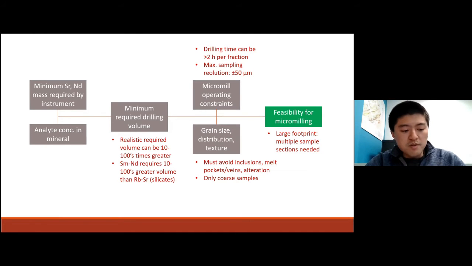And the large required volumes are further complicated by the need to avoid inclusions, alteration, and shock features. When compared to average shergottite grain sizes and the scale of these heterogeneous features, the minimum drilling diameter of approximately 50 microns will have a hard time drilling out the required volume while ensuring the purity of the excavated material, unless the sample is very coarse and every drill hole is carefully placed instead of wholesale drilling. And this will not only result in long instrument time, but also a large footprint where multiple sample sections will be needed to extract enough material to create an isochron.